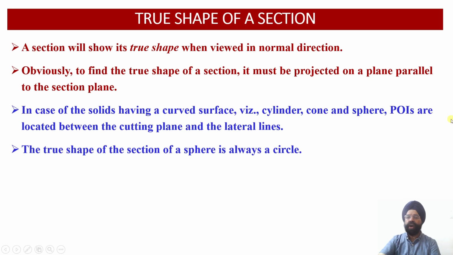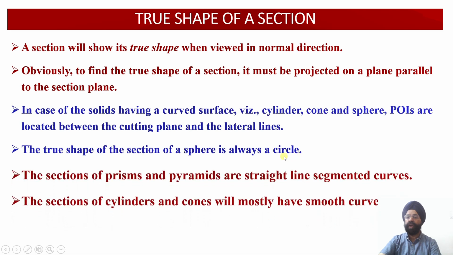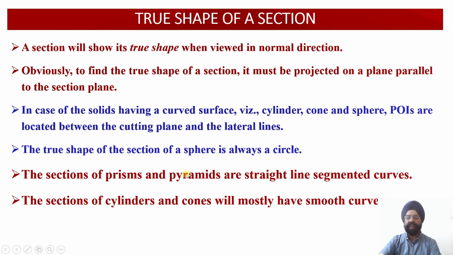So in order to draw the true shape in case of a cone, sphere or cylinder, curved portions will be drawn. That is, a freehand ellipse or a circle will be drawn over there. Whereas in case of polyhedra, the POIs will be joined by straight lines. So the true shape of a section of a sphere is always a circle. This thing we should remember. You cut a sphere in any orientation, the true shape of the cut section will always be a circle.